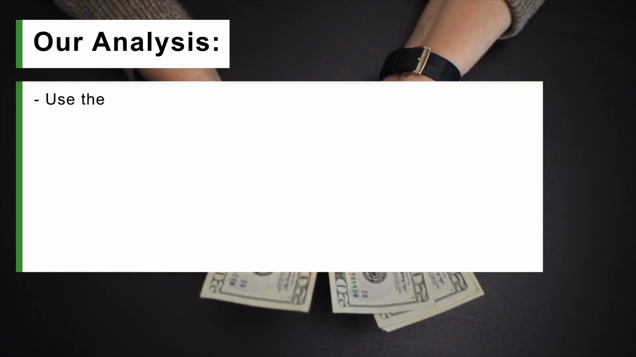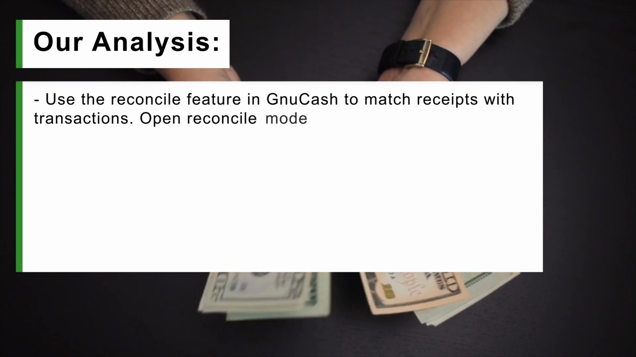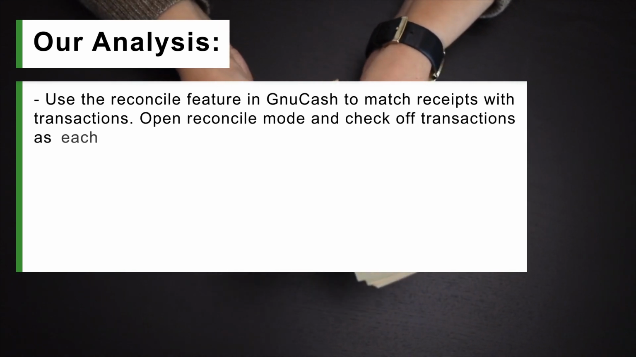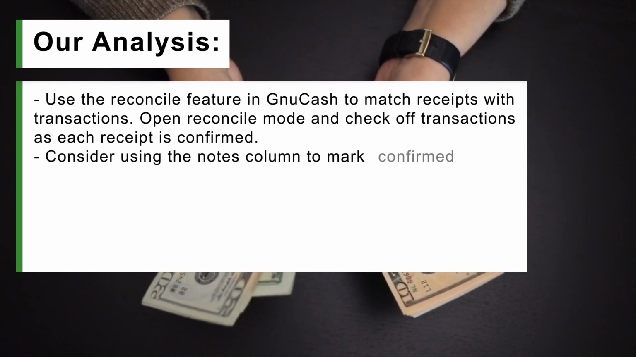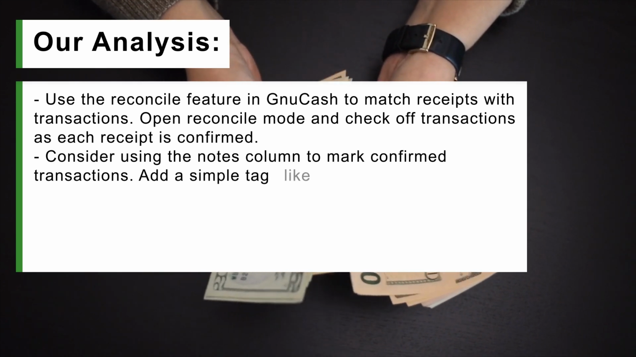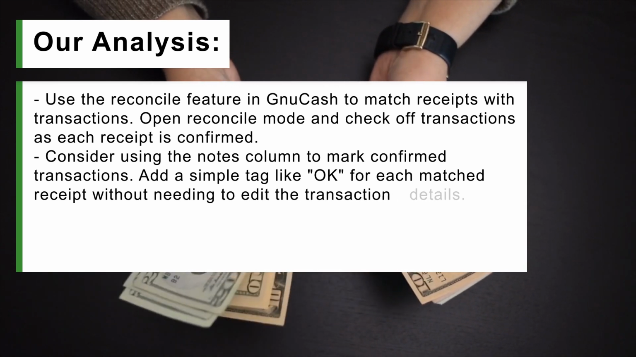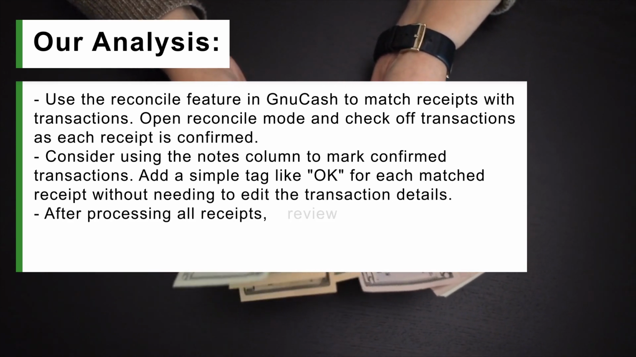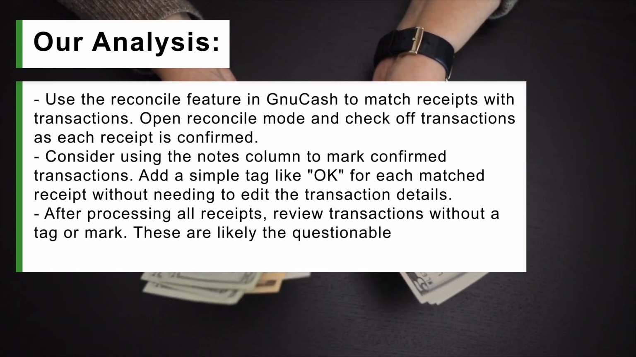All right, now that we've seen what the community had to say, here's our take on this question. When using GnuCash, it's really helpful to use the reconcile feature. This way, you can match your receipts with transactions by checking them off as you confirm each one. You might also want to use the notes column to tag confirmed transactions with something simple like OK. Once all receipts are processed, just review any untagged transactions, as these might be the ones that need a closer look.